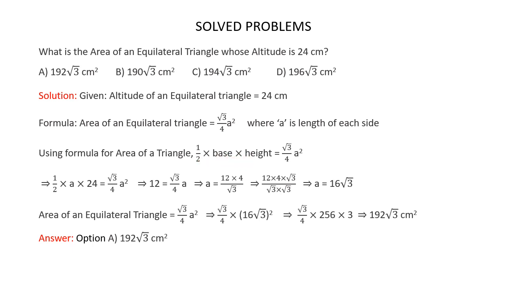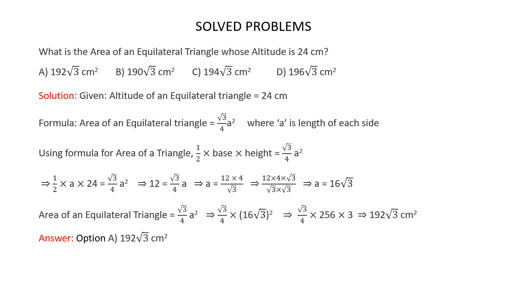So now we have half multiplied by base multiplied by height is equal to root 3 by 4 multiplied by A squared. We know that the base is A. Height is given as 24 centimeters. Substituting these values in the equation here, we get half multiplied by A multiplied by 24 is equal to root 3 by 4 multiplied by A squared. On solving this equation, we get A is equal to 16 root 3.